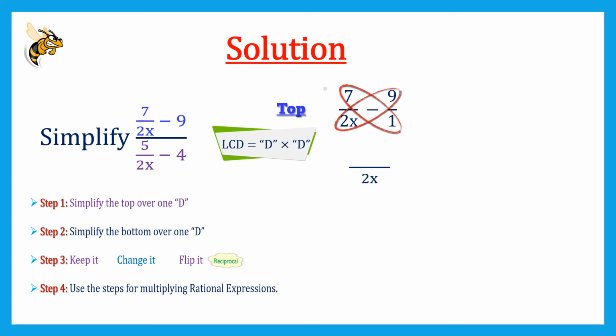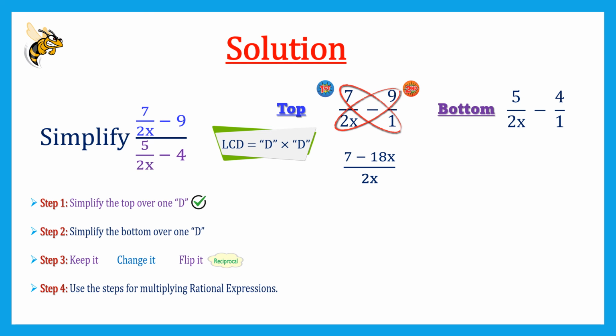The first numerator dictates what comes first. The second numerator dictates what comes second. And we are subtracting. So therefore, it's going to be 7 times 1 is 7 minus 9 times 2x is 18x. Let's focus on the bottom. That 4 needs to be written as a fraction. So now I'm going to have 5 over 2x minus 4 over 1.